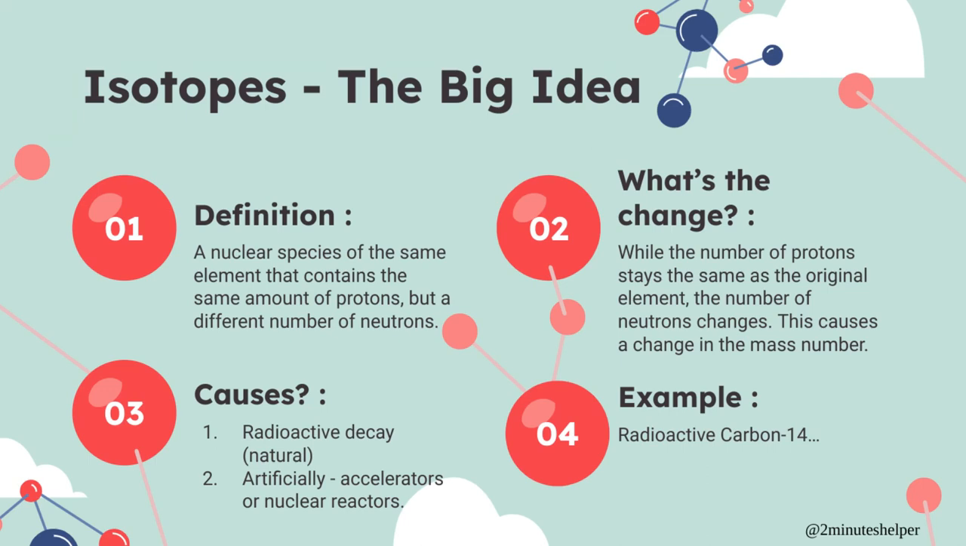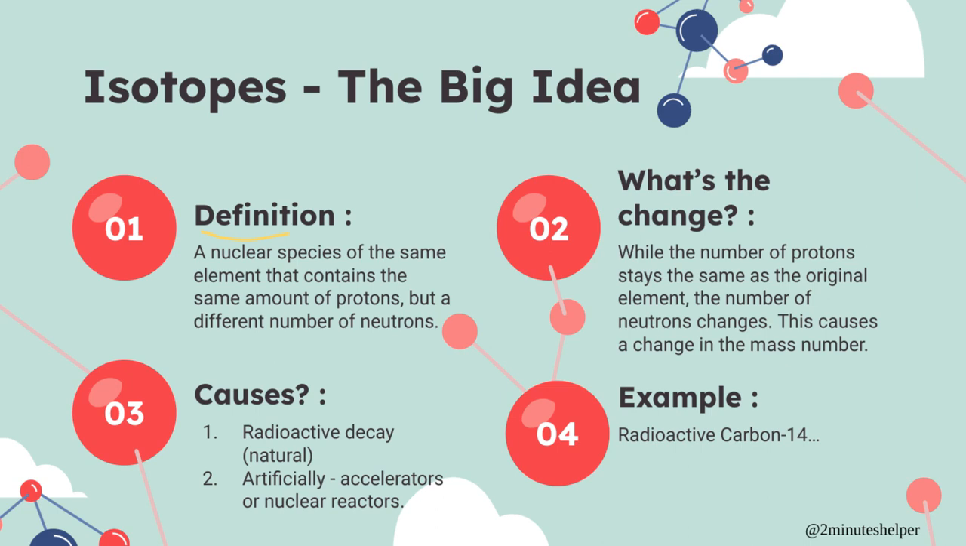Hey guys, so in this video we're going to be looking at what an isotope is. Just a big idea. So let's first look at the definition. An isotope is a nuclear species of the same element that contains the same amount of protons but a different number of neutrons.